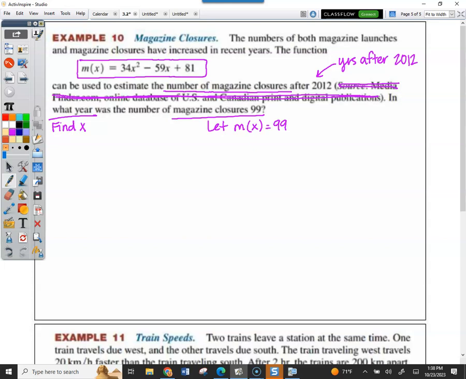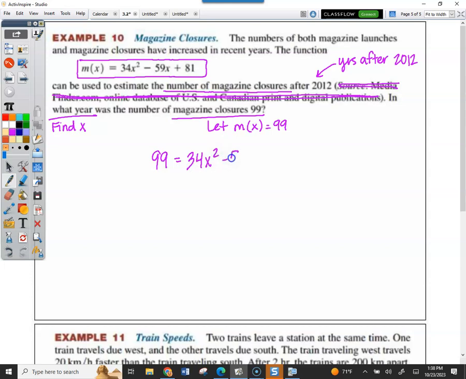Remember, your input is always, what is it? Yeah, I was going to say your input's always time. Because when you're looking at a graph, your x-axis is always time, because time is consistent. What changes is the y-axis. So always think of that. Okay, so m of x is 99.